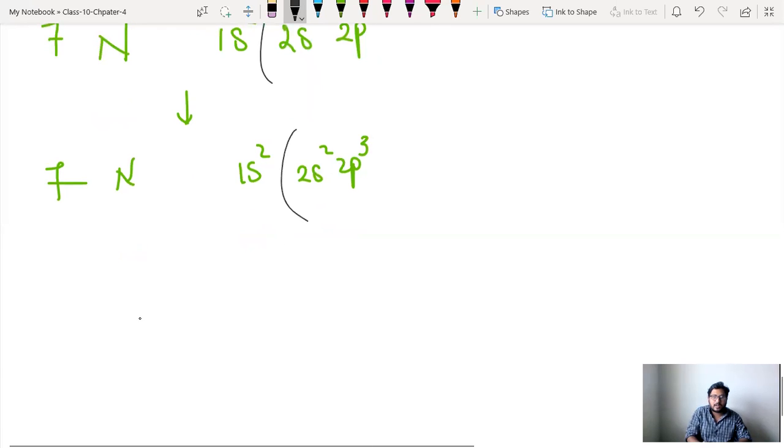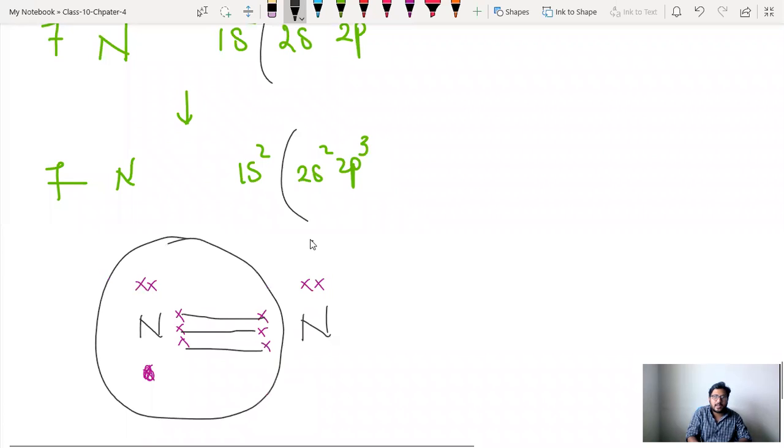Now, if you draw nitrogen, here we have another nitrogen, and coming to electrons, 3 plus 2, 5, right? 1, 2, 3, 4, 5. Now 1, 2, 3, 4, 5. Now what will happen? This electron combines with this electron, this with this, this with this, and we will get one bond here, and we will get it here, isn't it?